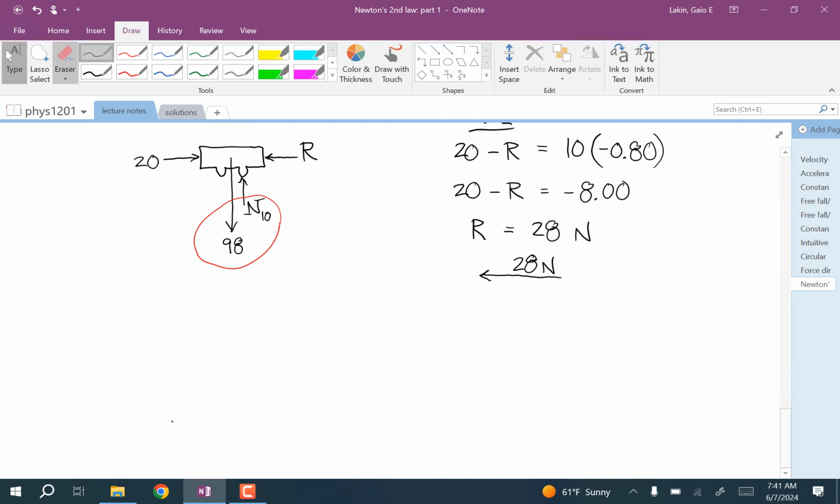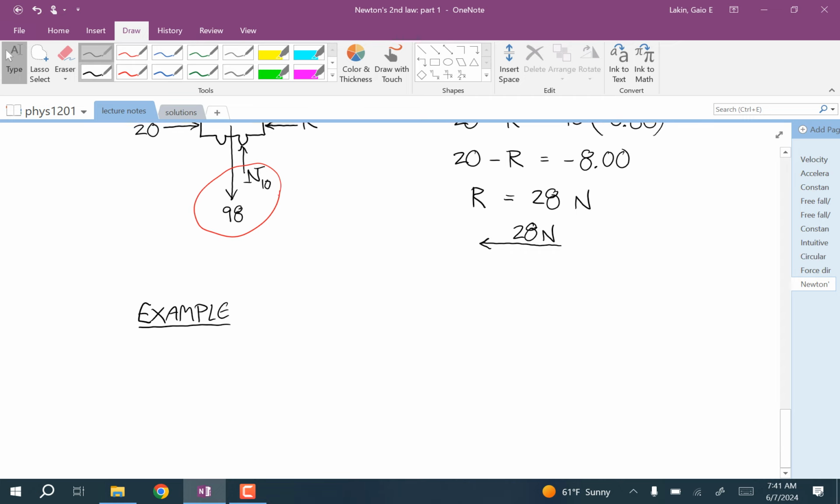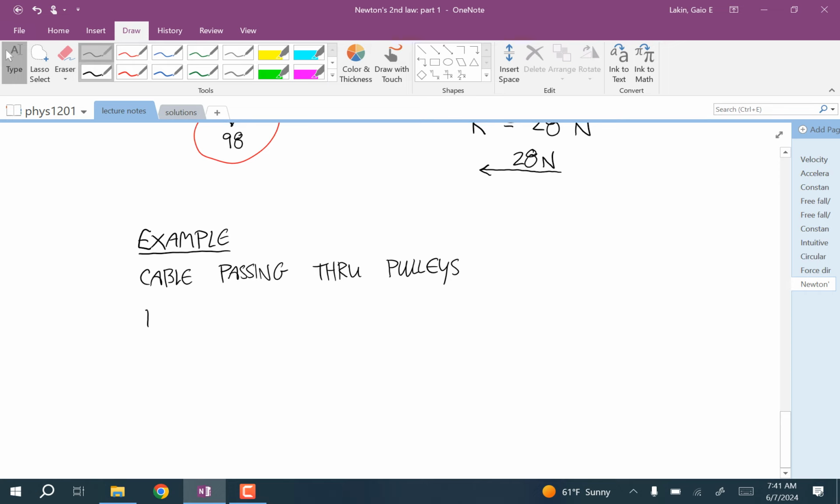Now, the last way that we're going to apply this kind of problem is when there are pulleys involved. So this is when we have cables and the cables go over pulleys. And all a pulley can do, all a pulley ever does, is change the direction of a force. So this is an example of a cable passing through pulleys. And the key thing is pulleys only change the direction of a force.